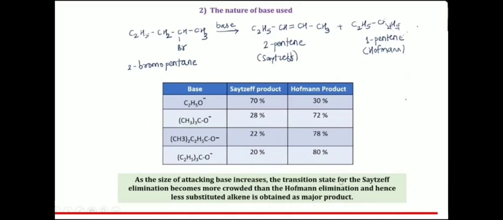2-pentene plus 1-pentene. Here 2-pentene is the Saytzeff product and 1-pentene is the Hofmann product. As the size of the attacking base increases, the transition state for Saytzeff elimination becomes more crowded than for Hofmann elimination, and hence the less substituted alkene is obtained as the major product.